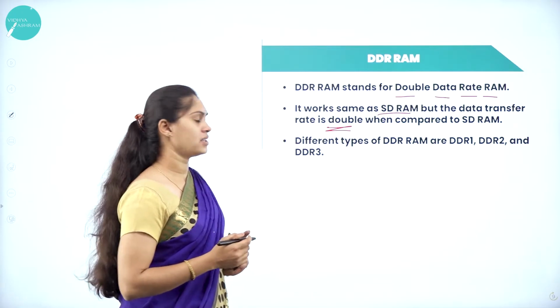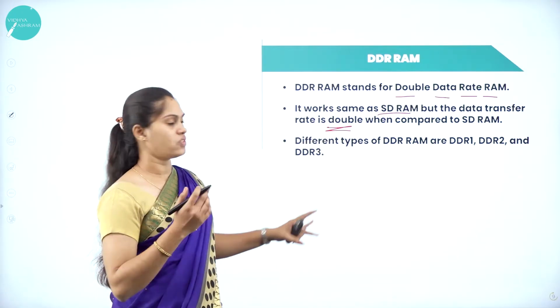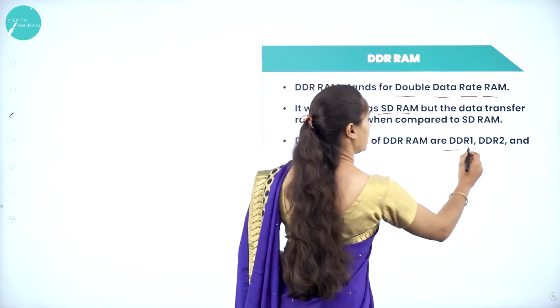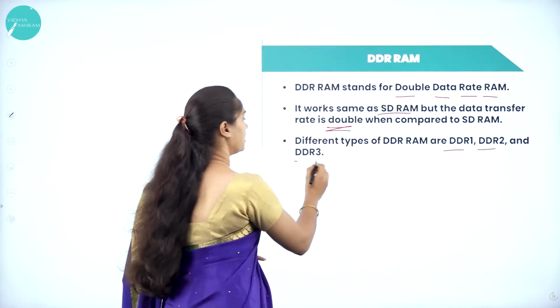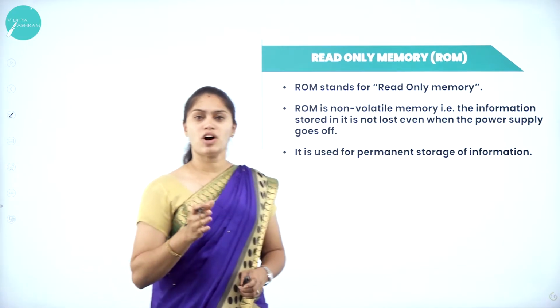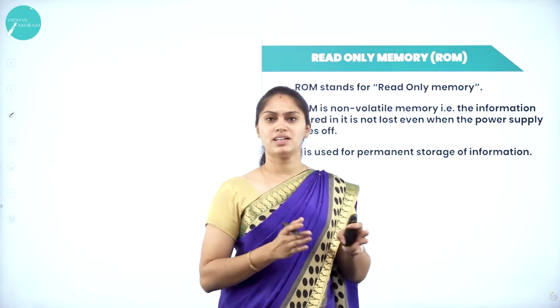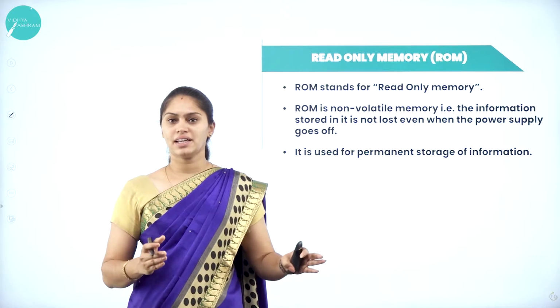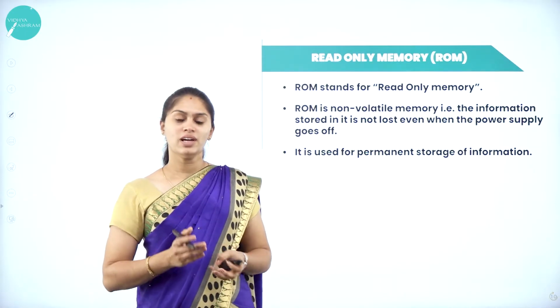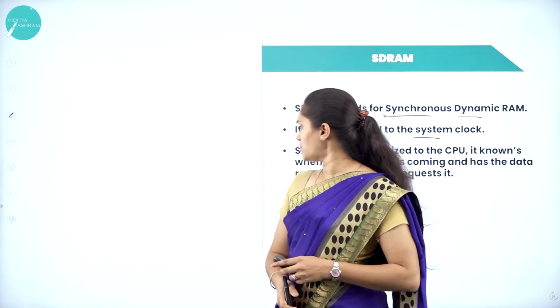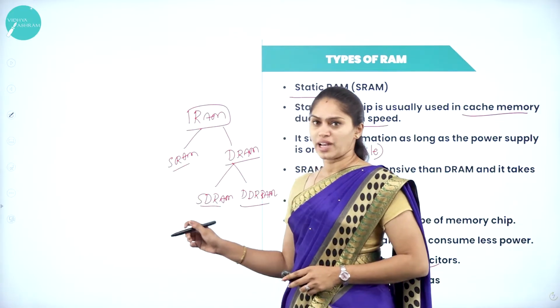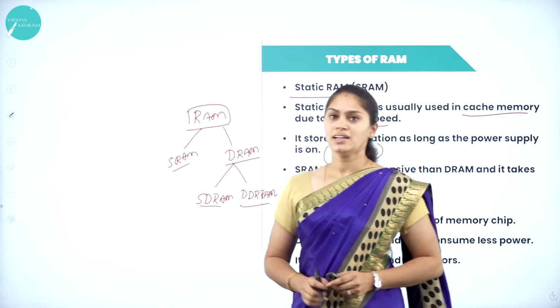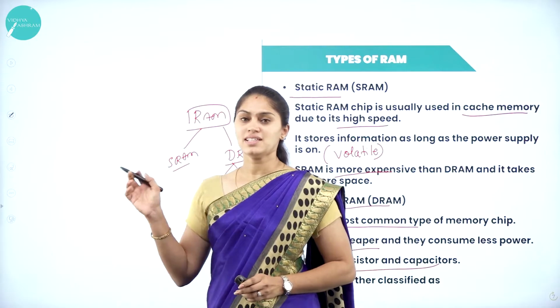So here the data transfer rate will be double when compared to the SDRAM. Okay, this DDR-RAM is further classified into DDR1, DDR2 and DDR3. That's all about RAM. So RAM is further classified into two parts, SRAM and DRAM, that is static RAM and dynamic RAM. Again, that dynamic RAM is further classified into two types, SDRAM and DDR-RAM. So we are done with this RAM part.